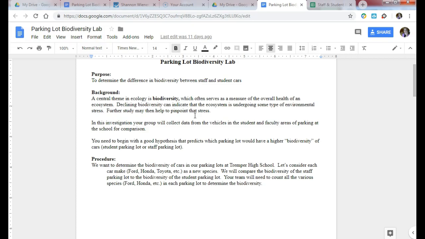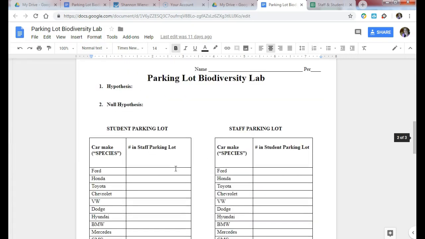So when you get this, I need you to put down your hypothesis. Okay? So your hypothesis is either going to be the staff parking lot is more diverse than the student, or the student parking lot is more diverse than the staff parking lot. Okay, so go ahead and write down your hypothesis. Write down a hypothesis up at the top.